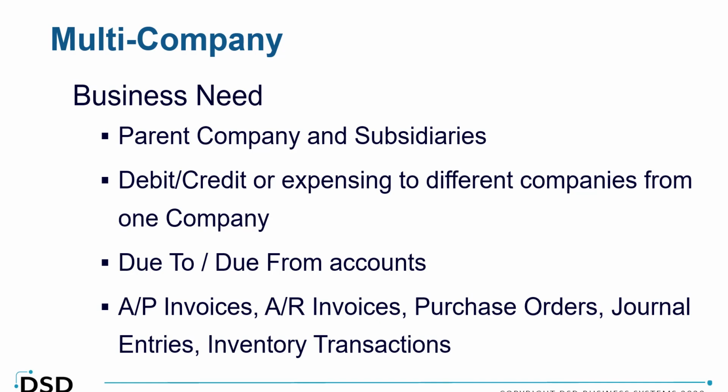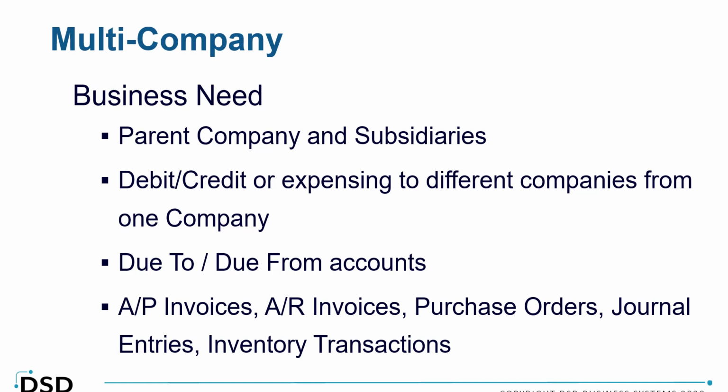The second type is less common, where you have a bunch of companies that will all have the capability of expensing each other or doing debits and credits to each other. In that scenario, you enable multi-company for all those companies that are allowed to do multi-company. Then for each company code, you set up the subsidiaries that they're allowed to debit and credit to. The main concept is due to, due from.